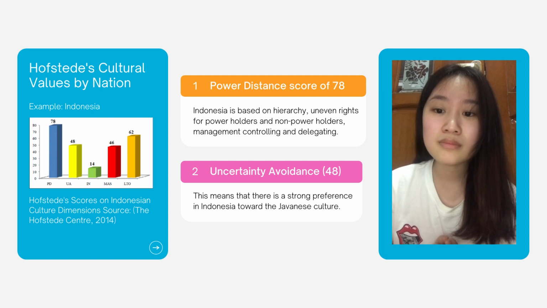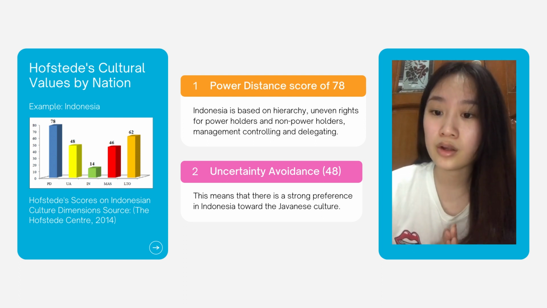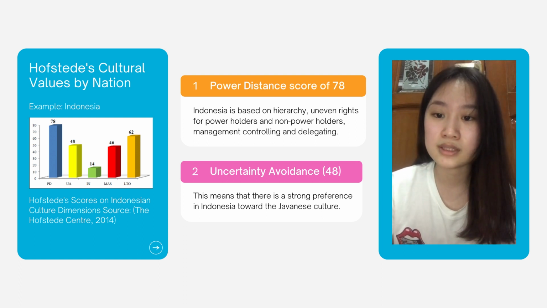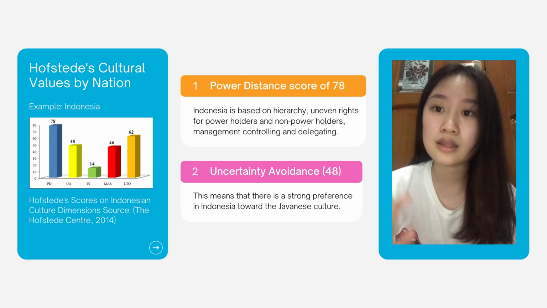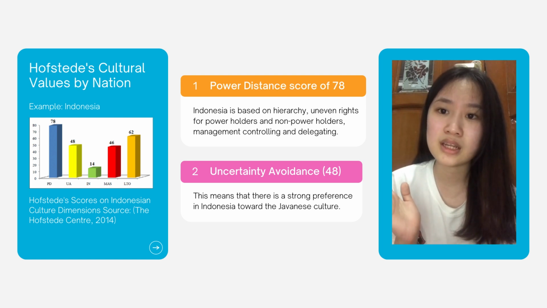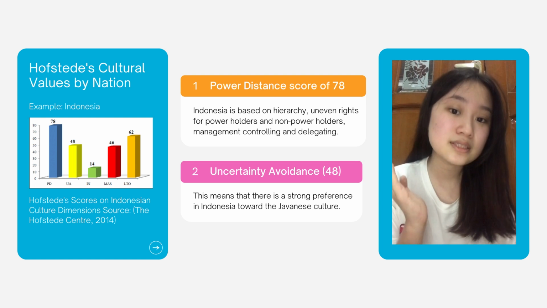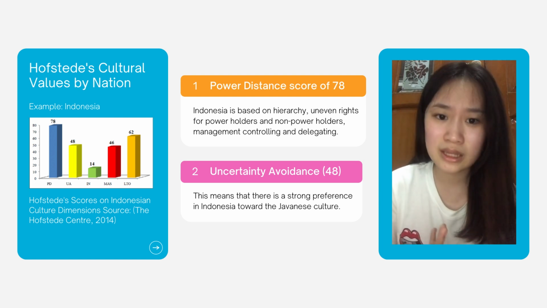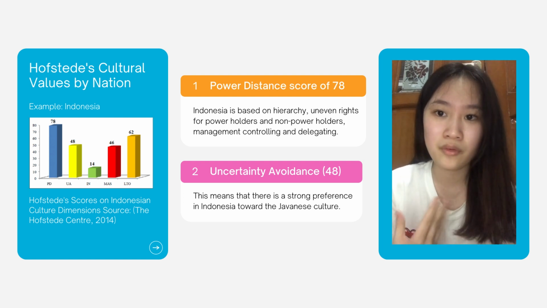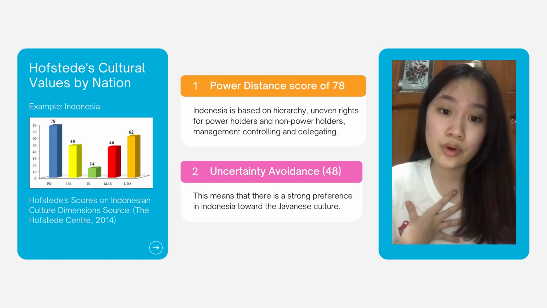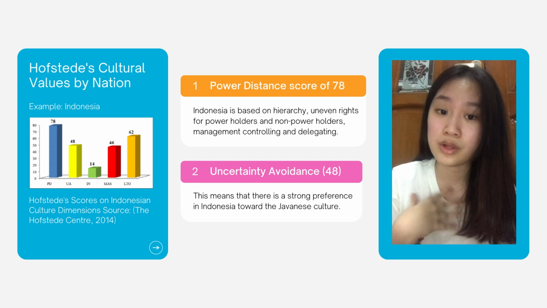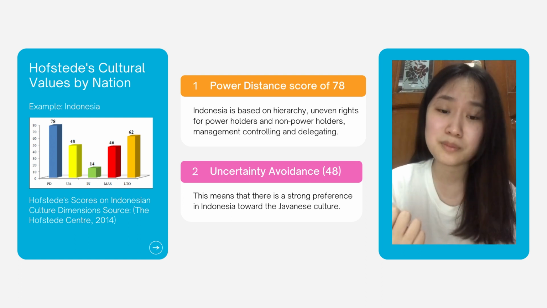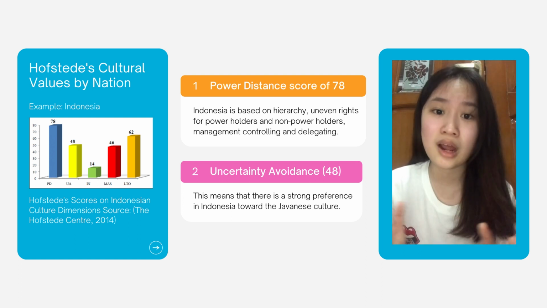And the second one, Indonesia scores 48 on uncertainty avoidance. That means that there is a strong preference in Indonesia towards the Javanese culture. Like when a person is upset, it is habitual for them, or for us, not to show our emotion or our anger to others. We will keep smiling and be polite no matter how angry we are.